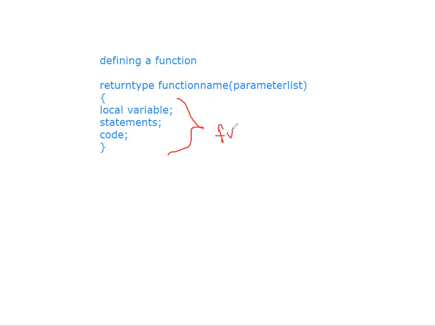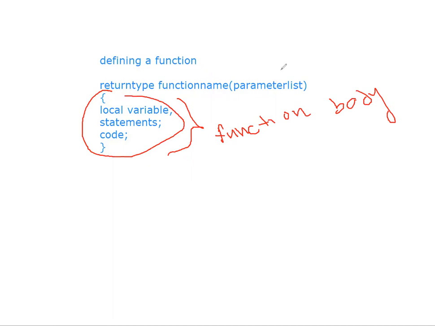Function body. This is the function body. The first line, meaning return type, function name, parameter list, this is the first line. Here return type, function name and parameter list are known as the function header. Function header, okay?